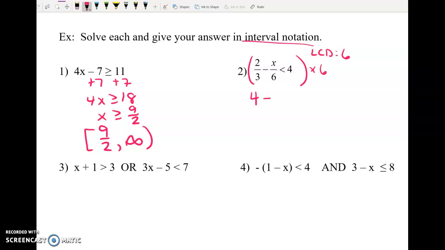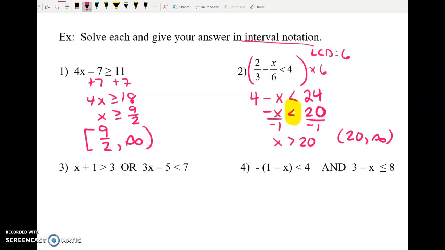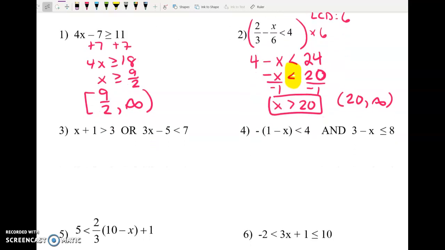So we get 4 minus x is less than, do not forget about the 4 times 6, so 24. In this case, move the 4 to the right, negative x is less than 20. In order to get rid of that coefficient of negative 1, we are dividing by a negative 1. So that is where you need to flip the inequality. So x is greater than 20. In interval notation, parentheses, 20 to infinity. So this is the inequality, and this would be the interval notation.